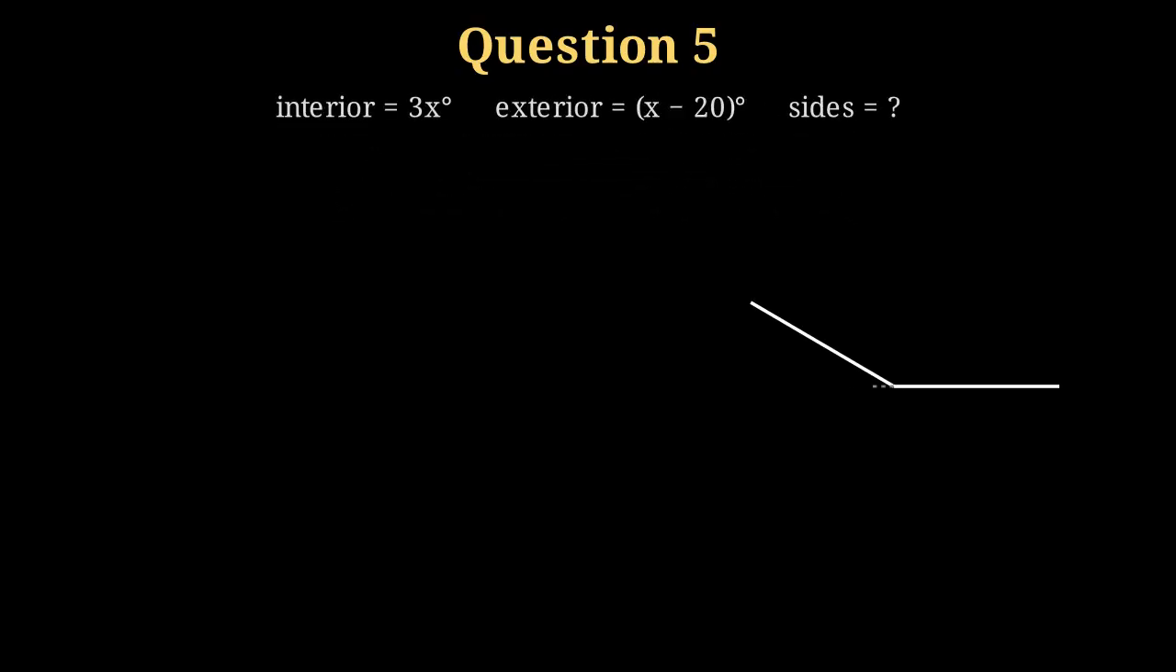Let's picture what's happening at one corner of the polygon. Here is one side, and here is the next side. If we extend the first side onwards in a straight line, the interior angle, 3x, and the exterior angle, x minus 20, sit right next to each other on that straight line. And angles on a straight line always add up to 180 degrees. That's the key fact we'll use.